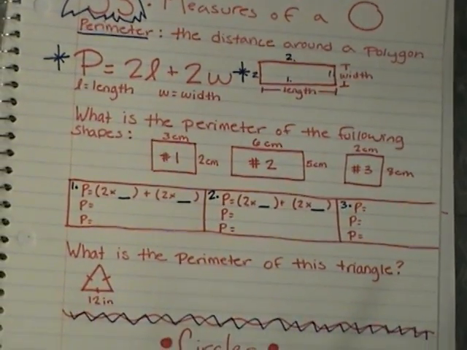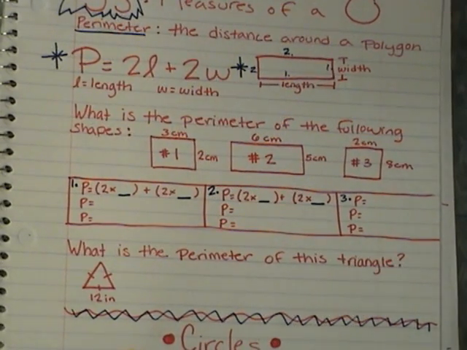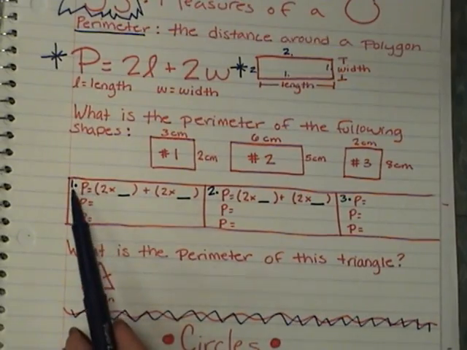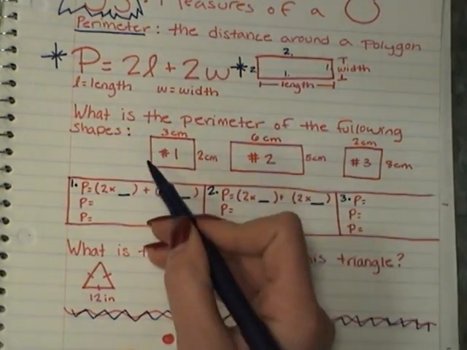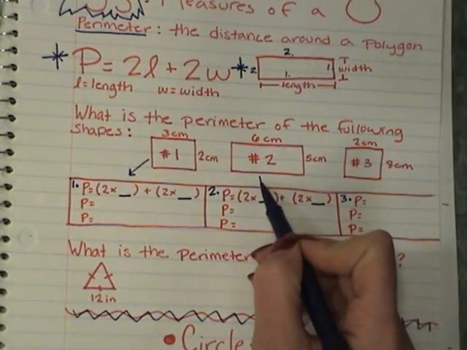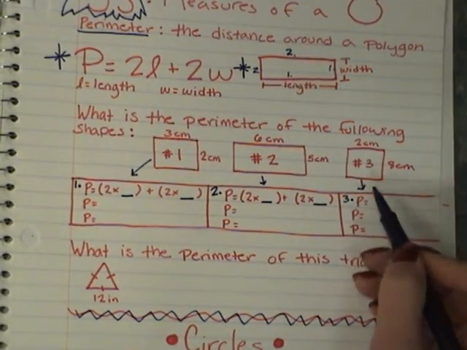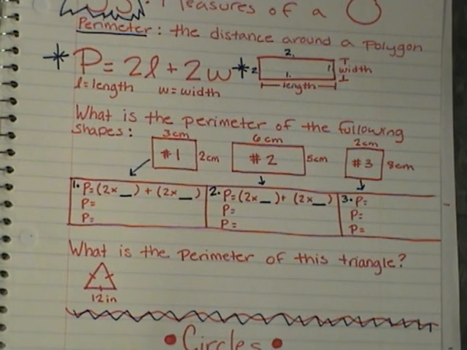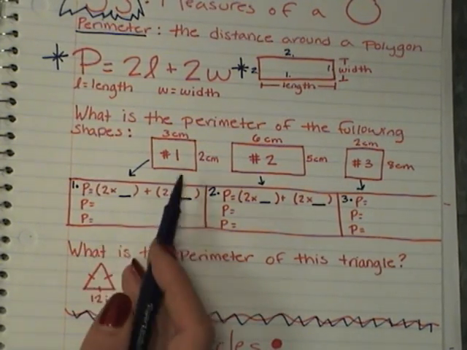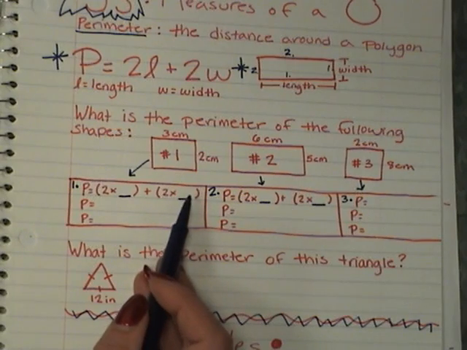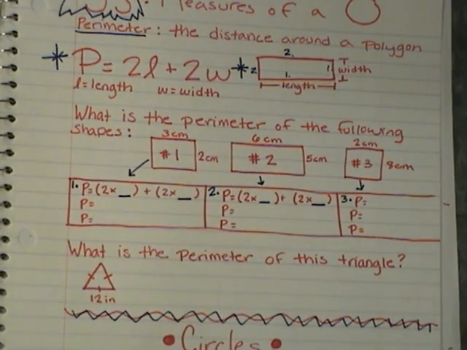So it says, what is the perimeter of the following shapes? So I kind of drew my boxes. This is for square number 1, this is for square number 2, and for number 3. I'm just going to draw arrows so you can see a little bit better. Okay, so in my first one, I know I wrote it kind of funny, and it looks like the formula. So I have perimeter equals 2 times the side that I'm not sure yet, plus 2 times the side that I'm not sure yet. So I just wrote it out so we can go from there.